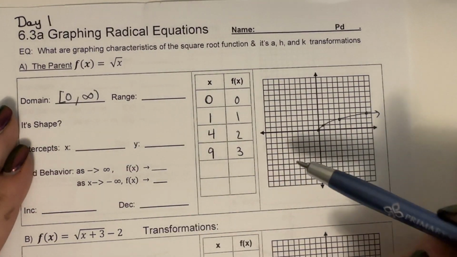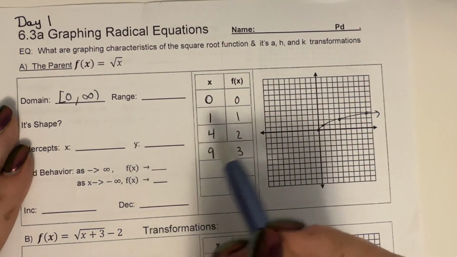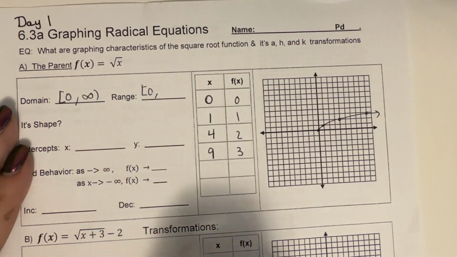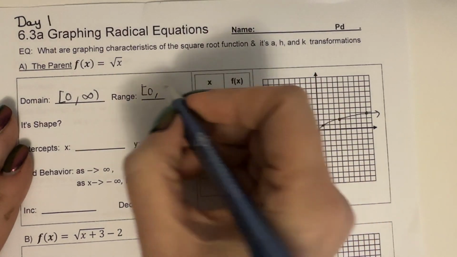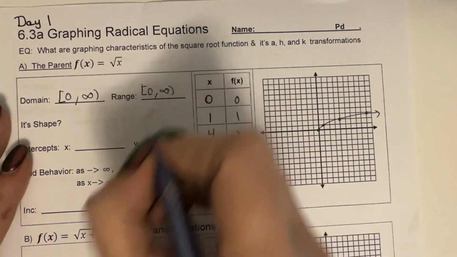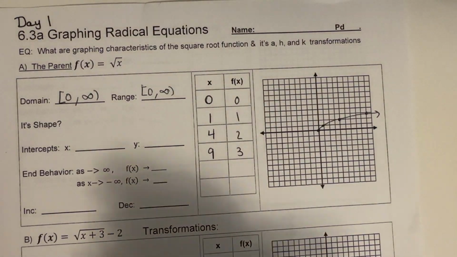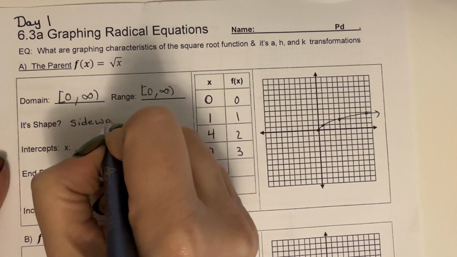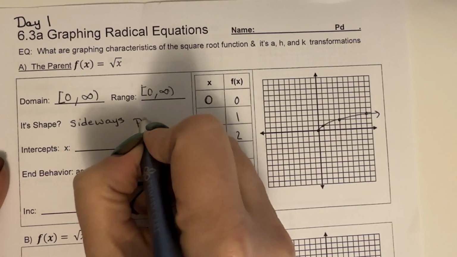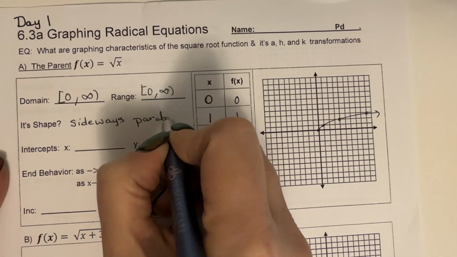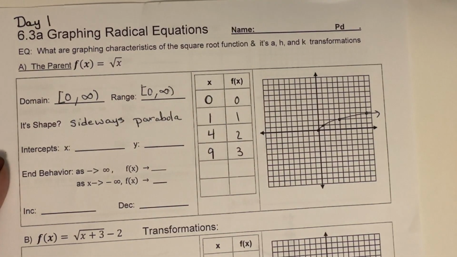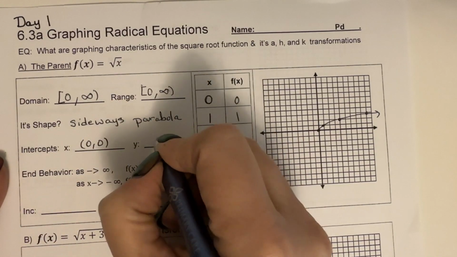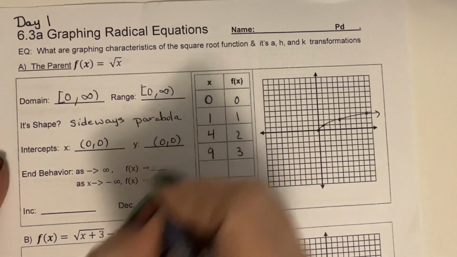Now when we do our range, that's our y values going upward. If you look at your y values, they also start with 0, and they will continue onward toward infinity to the right. Now, what's the shape of this thing? It looks like a sideways parabola. As long as we're here, let's go ahead and do our x and y intercepts. They're at 0, 0. We only have that one point where it touches the axes.